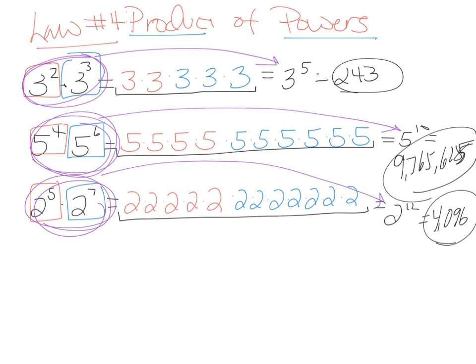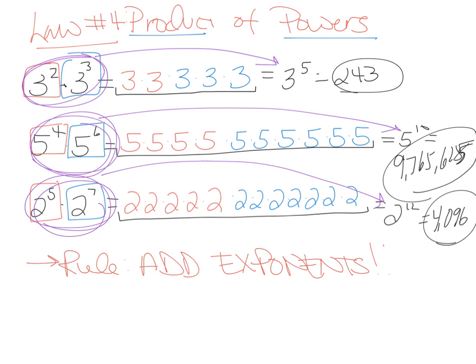So, my rule: add exponents. When multiplication is between the 2 bases, you add your little numbers together.